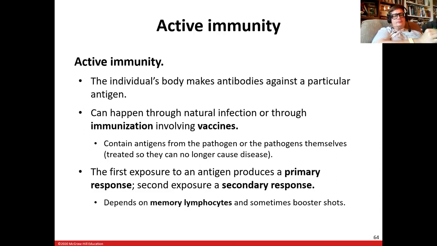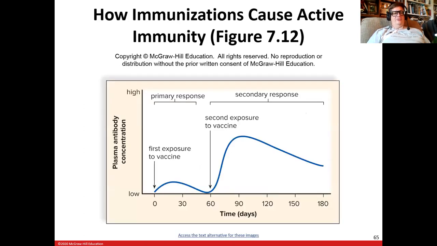All right. The first response to an antigen is the primary response. I already told you that's slower. The secondary response, which is based on your memory B cells, memory T cells, maybe getting booster shots, that is a faster response. So you can see the second response is bigger, stronger, faster. All right, moving on.